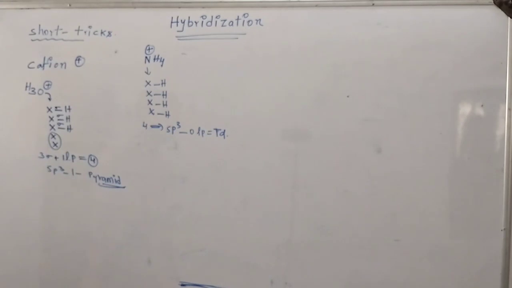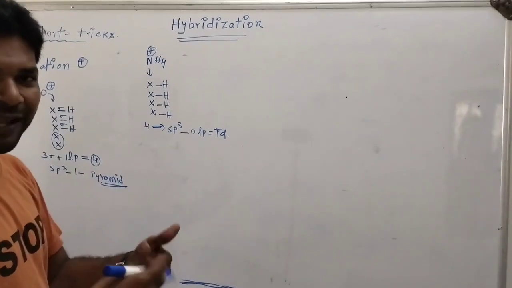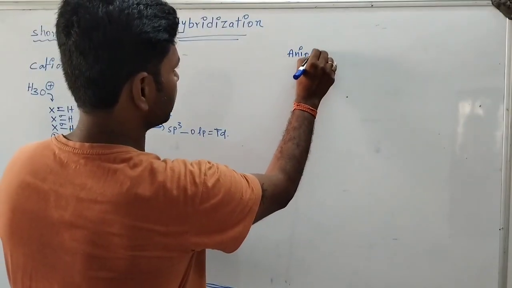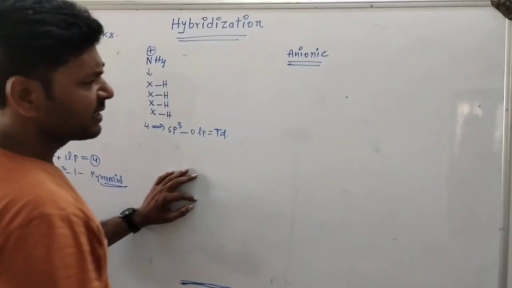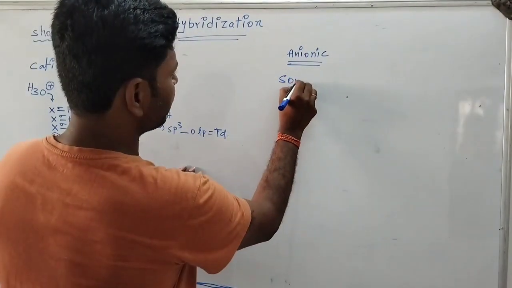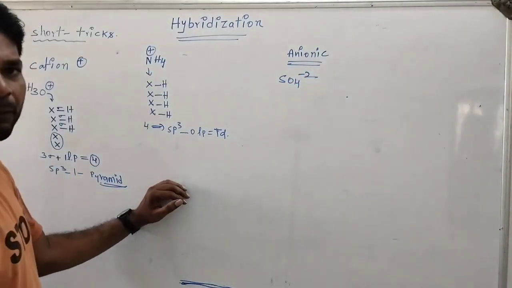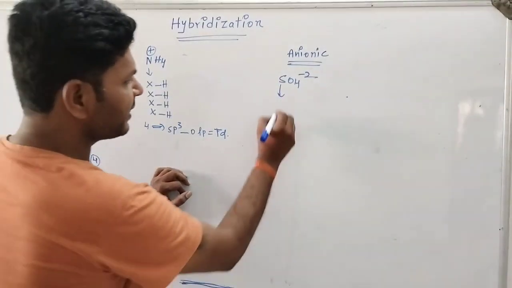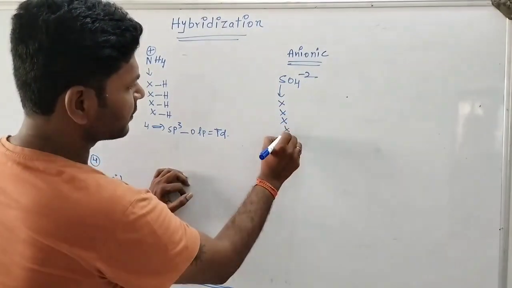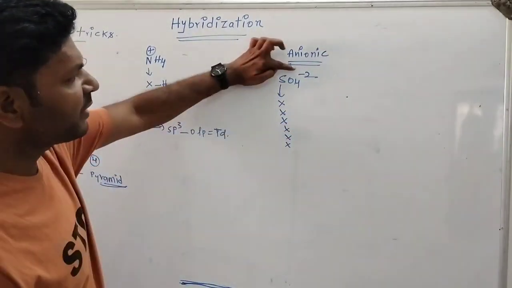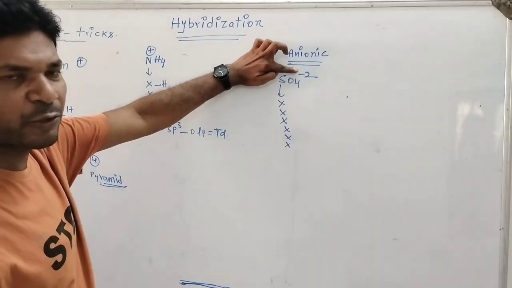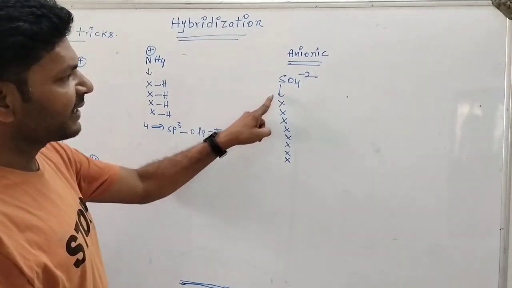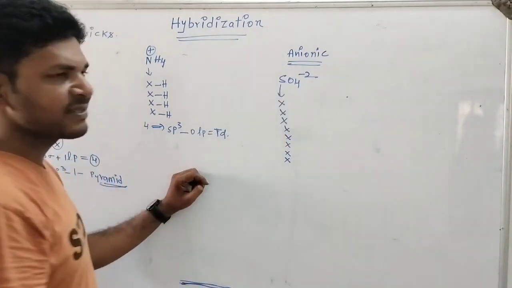If it is an anionic part, what does anionic mean? We need to add the number of electrons. Anionic. So now take SO4 2 minus, sulfate anion. Sulfur belongs to the 6th group, 6, and minus 2 units of negative charge are added to the number of electrons. So in total sulfur has 8 electrons. Oxygen valency 2.